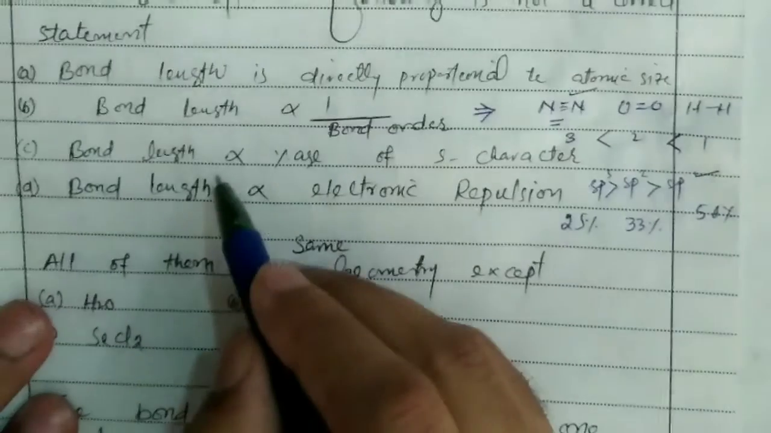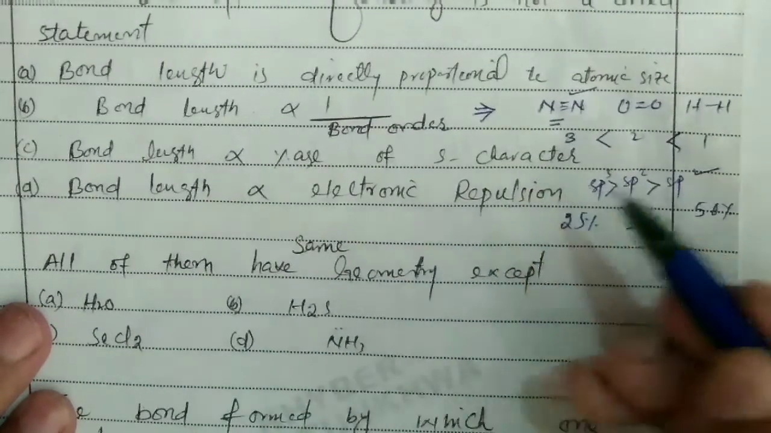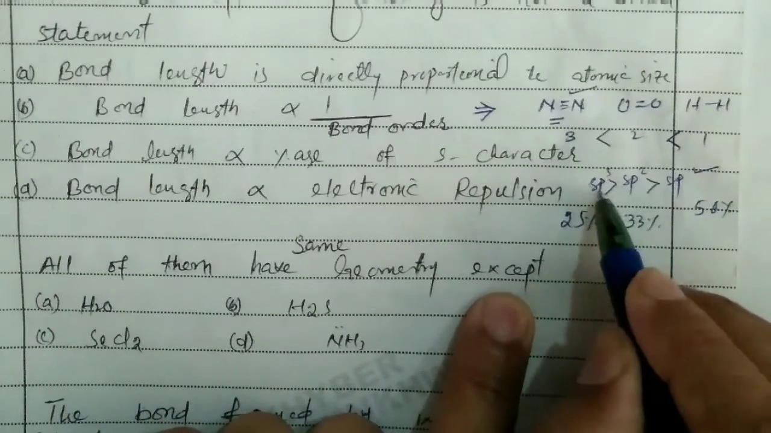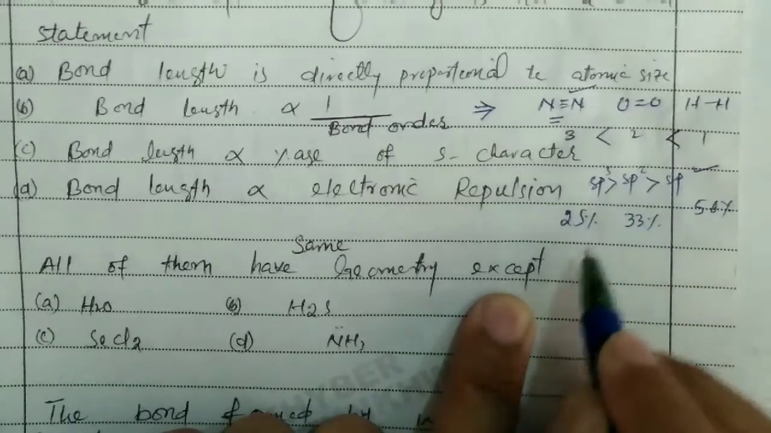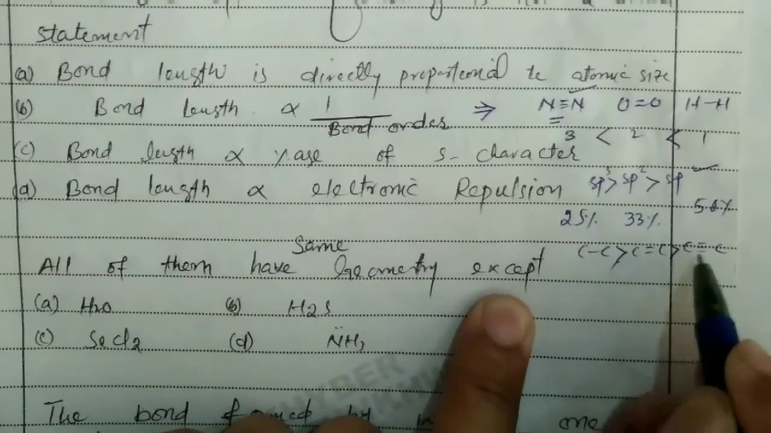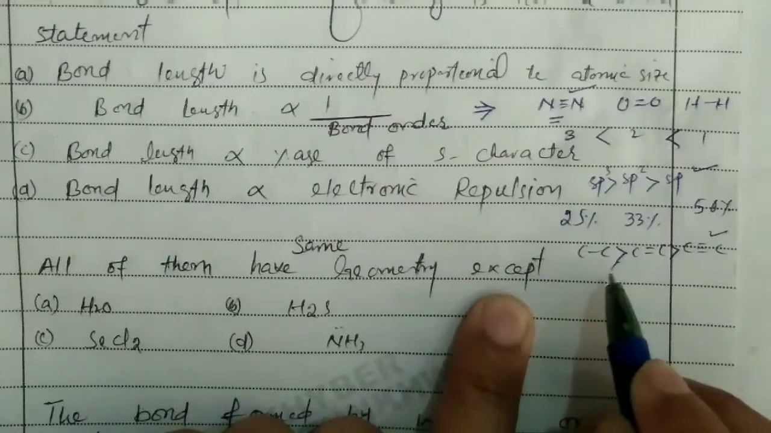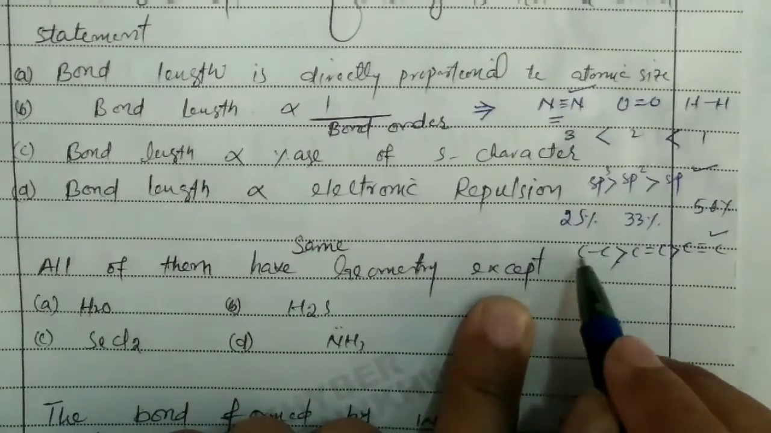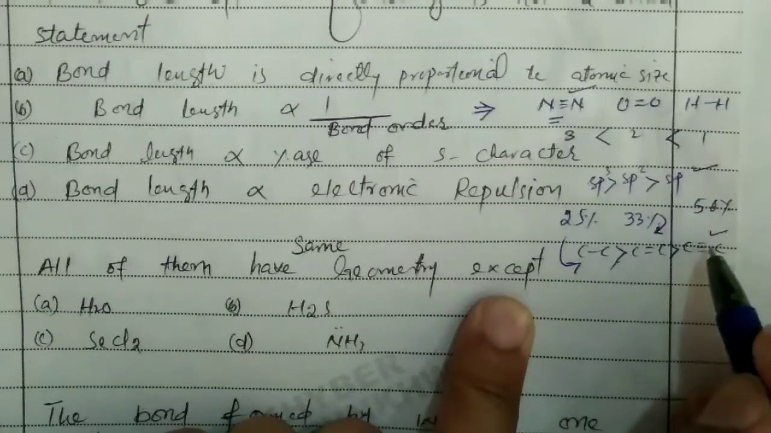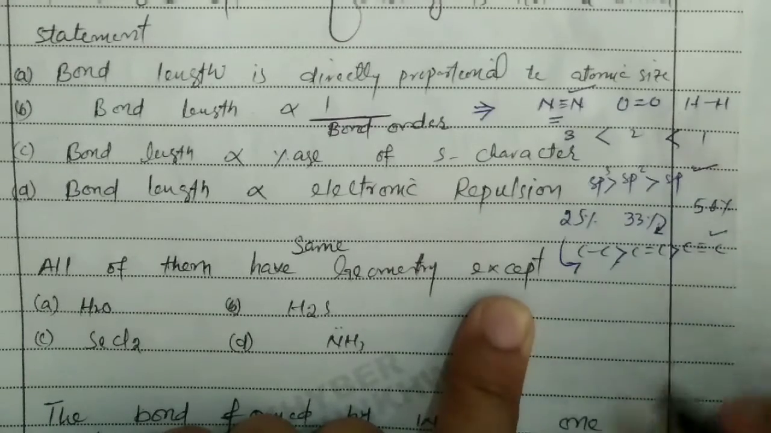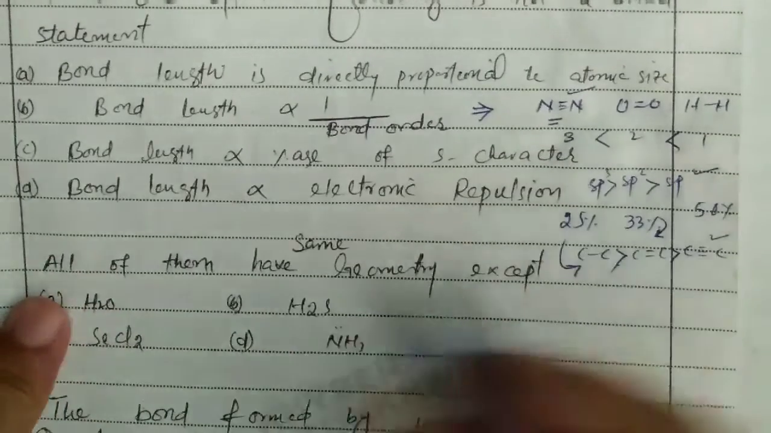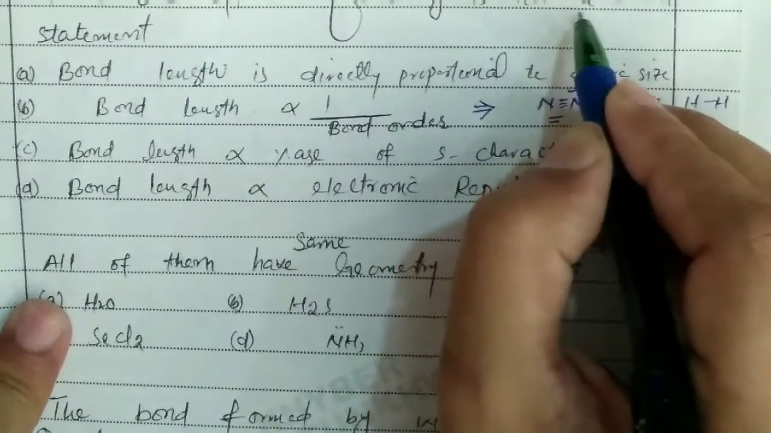Now consider option C, bond length is directly proportional to the percentage of s character. For this you consider sp3, sp2, and sp. The bond length of sp3 is greater than sp2, for example, carbon single bond carbon, carbon double bond carbon, and carbon triple bond carbon. So in this case the bond length is greater than this, and the shortest bond length is of this one. If you consider the percentage of s character, here s is 25% in sp3 single bond, while in sp2 s is 33%, while in sp s is 50%. It means that the greater the s character, the shorter will be the bond length, an inverse proportionality is there. So this statement is not a correct one, and they are asking for which one of the following is not a correct one.